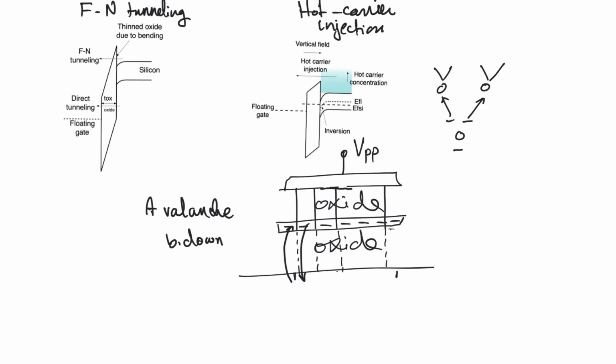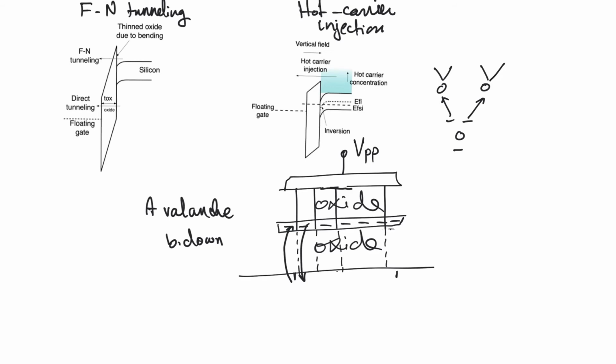Now, can avalanche breakdown actually be used to erase the gate? It cannot, because you can't really apply a high positive voltage in the reverse direction, and so avalanche breakdown only happens in a certain direction, and therefore it can only be used for programming.